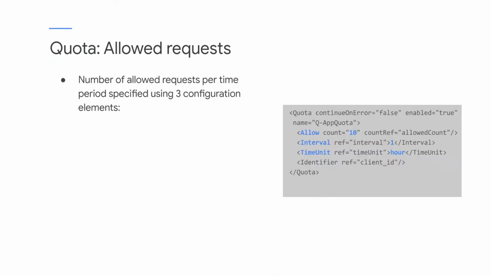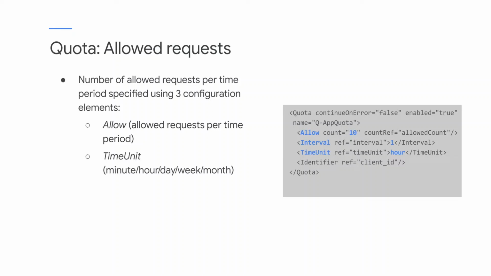The number of allowed requests per period is specified using three configuration elements. Allow is the number of allowed requests. Time unit is used like minute, hour, week, day, or month. Interval is the number of time units in the period. So if allow is 10, interval is 1, and time unit is hour, that's 10 requests per every hour. Simple: 10, 1, and time unit hour.